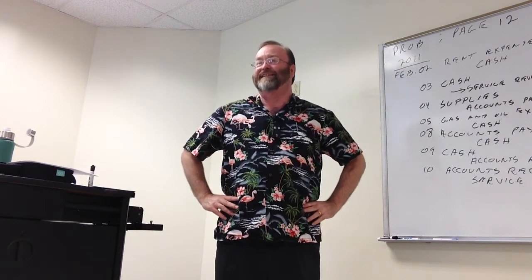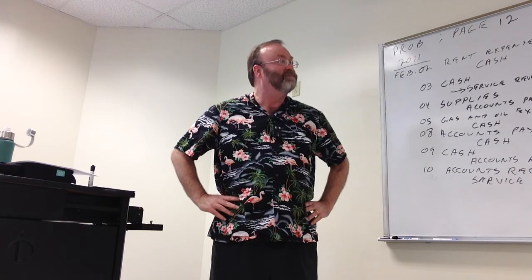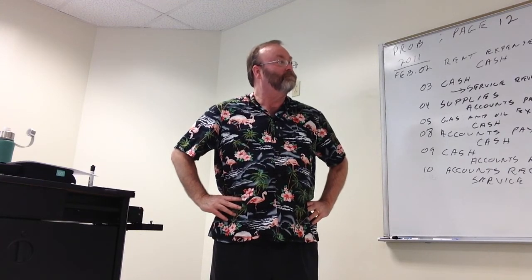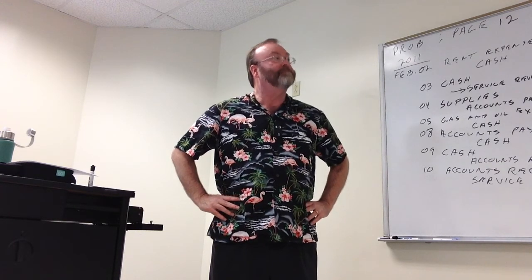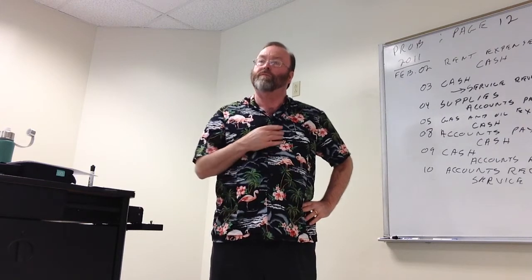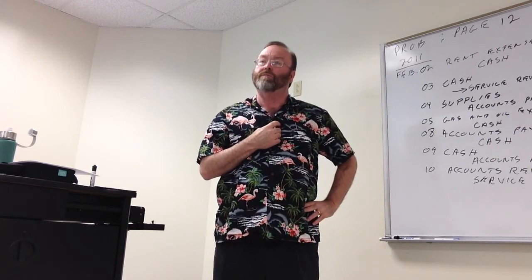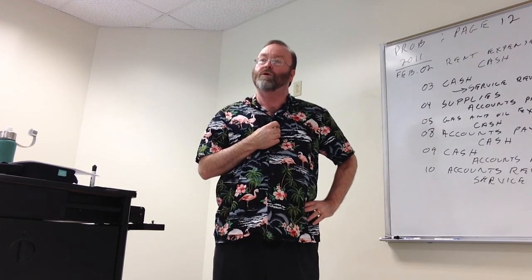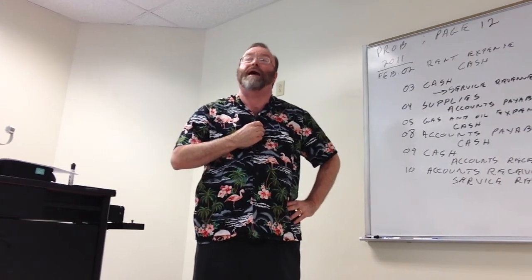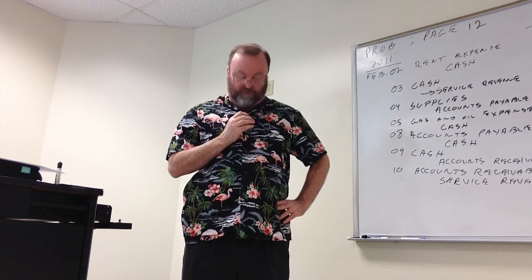For number 22, when we receive the payment for the services, why does the $500 we get go to the credit side of the accounts receivable? Because what are we doing to the amount of money that is owed to us from our customers?